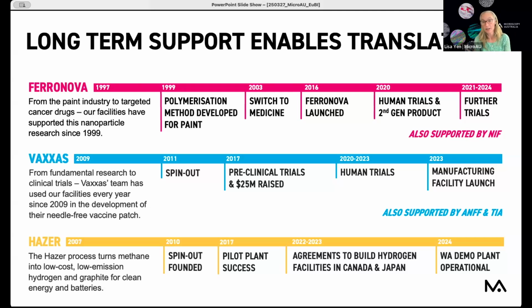So one of our favourite ones, and I mention it because, of course, it is also with our sister NCRIS project, the National Imaging Facility. That top one there in pink, Ferranova, is a company within Australia that's actually taking a polymerization method that was initially developed for use in paints, that is actually now being used to support nanoparticles that are being used for targeted clinical trials. And so this is one of those ones where a whole ecosystem was really critical between microscopy and imaging, as well as those clinical trials, to really maximise that translation opportunity.